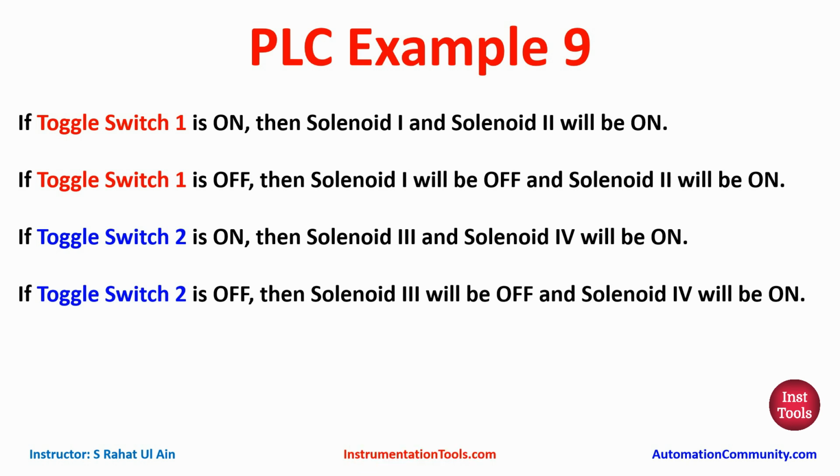That means when toggle switch 1 is turned on, both the solenoids turn on, and when it is turned off, one solenoid will turn off but the other solenoid will remain on. Similarly, when toggle switch 2 is turned on, both solenoid 3 and solenoid 4 turn on, and when the switch is turned off, one solenoid turns off but the second solenoid remains on.